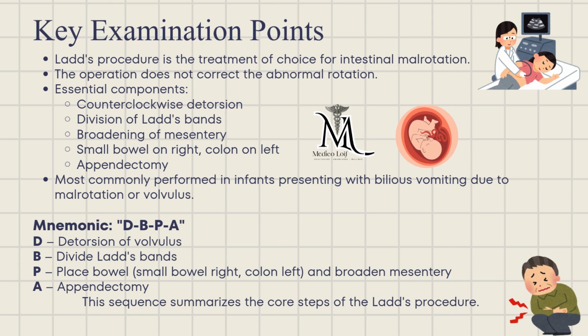Mnemonic: DBPA. D. Detorsion of volvulus. B. Divide Ladd's bands. P. Place bowel, small bowel right, colon left, and broaden mesentery. A. Appendectomy. This sequence summarizes the core steps of the Ladd's procedure.